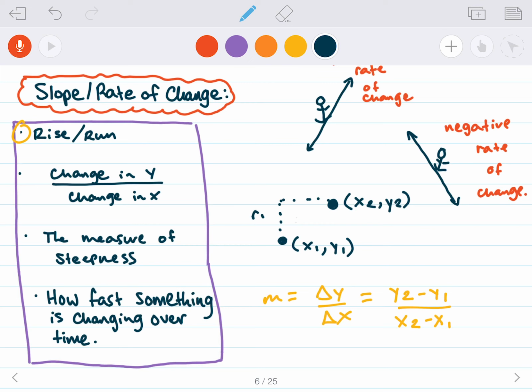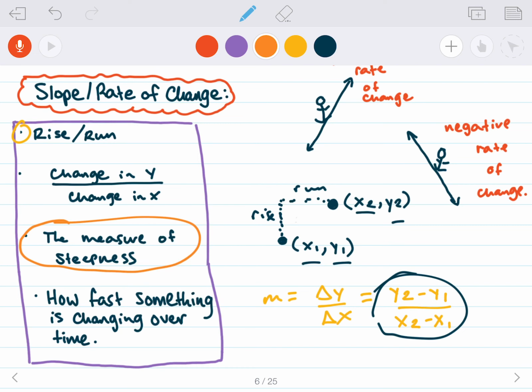So when I'm finding rise over run, how much do I rise, how much do I run, what I'm really doing is I'm using this formula. Change in y, y2 minus y1, divided by the change in x, x2 minus x1. And that's going to give me my slope, or my rate of change. Another way to think about it is it measures the steepness of a line.